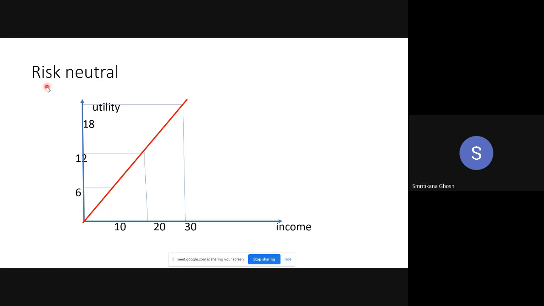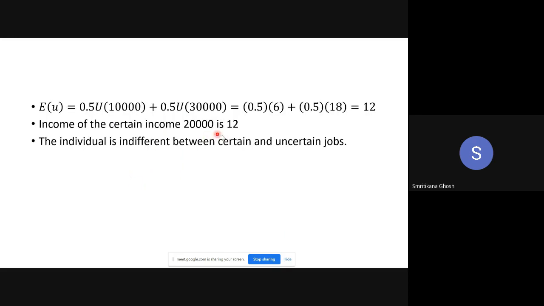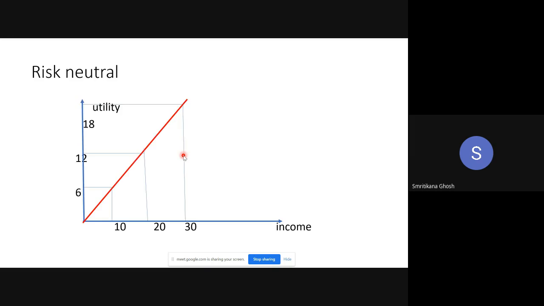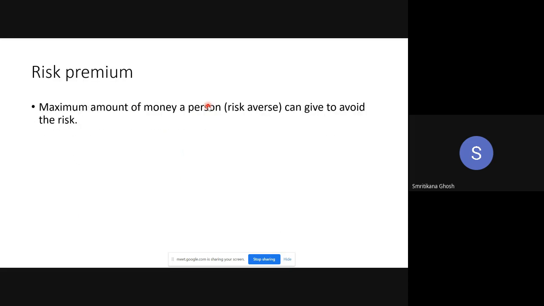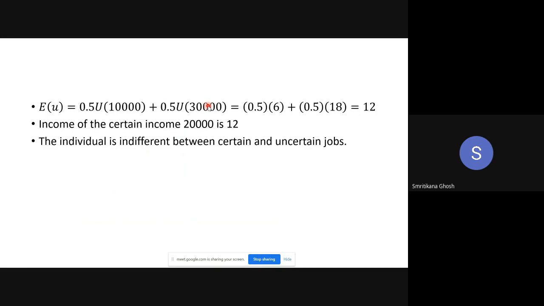And this is the risk neutral. For risk neutral, it's a straight line from the origin, and the expected utility of the uncertain job is equal to the utility of the certain income. So that is why he is indifferent. Look, it depends absolutely on the shape of this curve. And this shape is showing the preference about the risk of the individual, and it varies. Okay, I'm not going there. That I will discuss in the next class. It will be heavy.